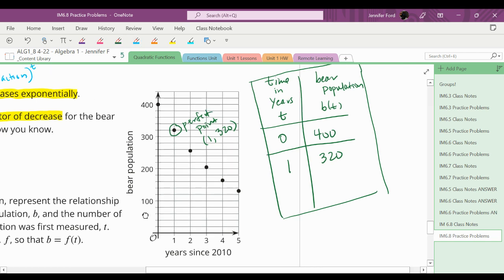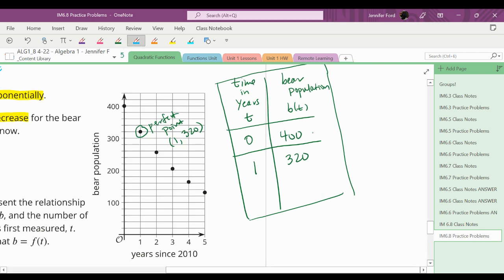So then from here, I need to do a little calculation. From 400 to 320, I'm going to multiply by something. To figure that out, I'm going to do 320 divided by 400, and that gives me 0.8 or 4/5, if that's easier. Then I'm going to check and make sure that the next one makes sense.